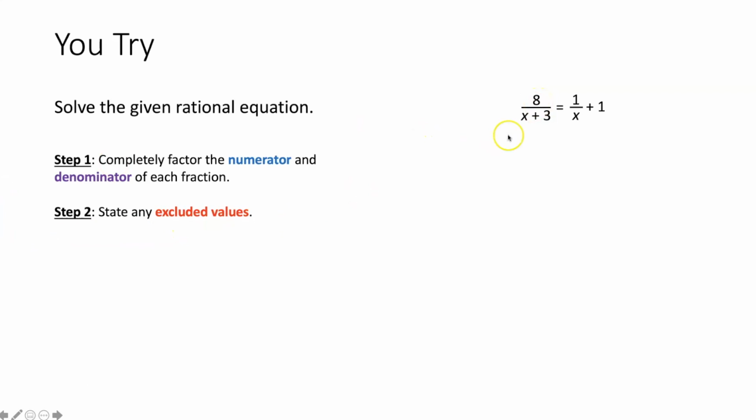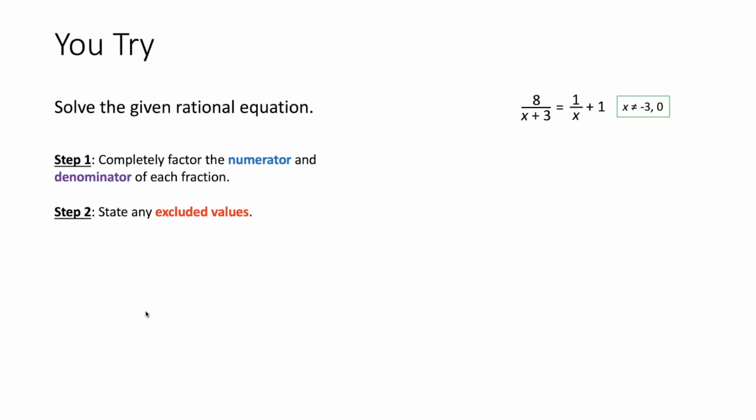What values of x would cause any denominator in this equation to equal 0? Well, we'll start with this denominator. We set this equal to 0, solve for x, we get x is equal to negative 3. So that's going to be one of our excluded values. Then over here, we set this denominator equal to 0, solve for x. We just get x is equal to 0. So we have two excluded values. X cannot equal negative 3 or 0.